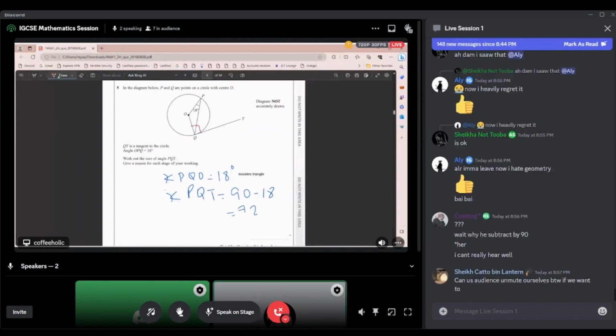And then you do 90 minus 18 to get the remaining angle.